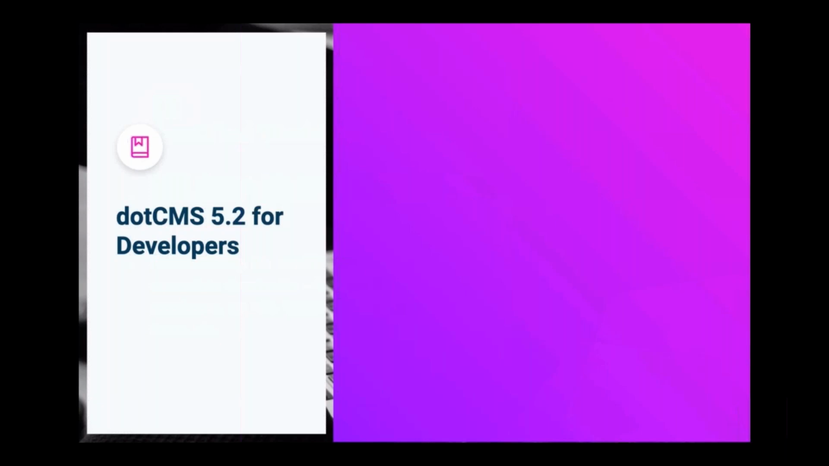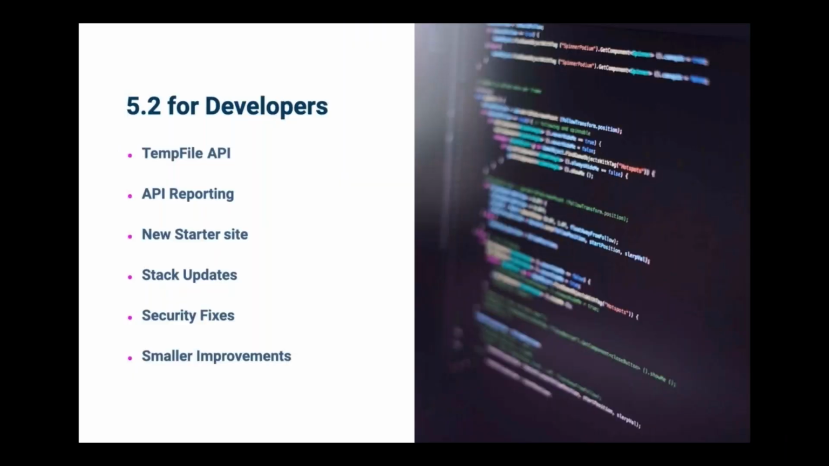So let's dive into what we're going to bring for developers in 5.2. There's a number of items around APIs, API reporting, error reporting back into the response, so really allowing for faster troubleshooting when development teams are building those API endpoints and building those seamless integrations. Same goes for the temporary file API. It's a new API that we'll talk a little bit more about in a bit.